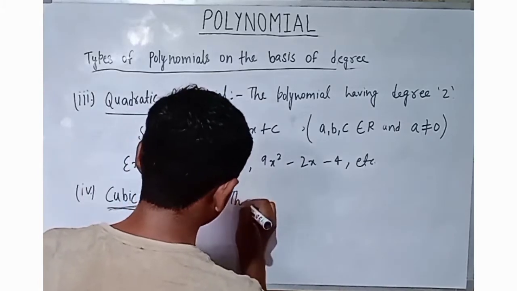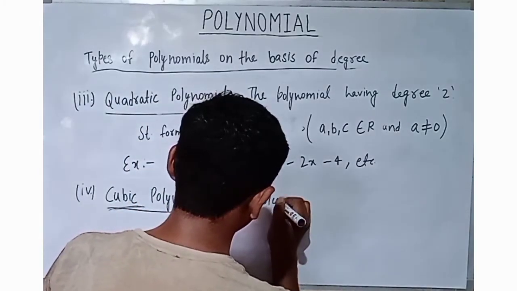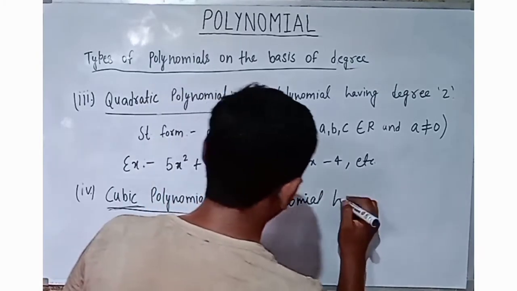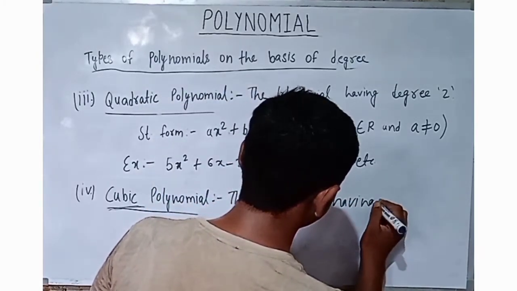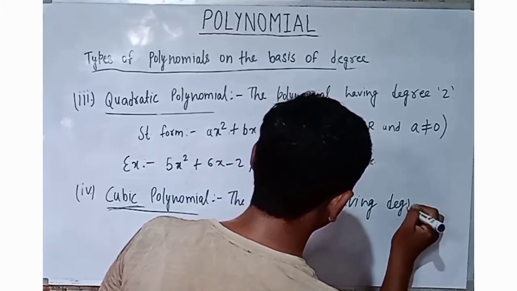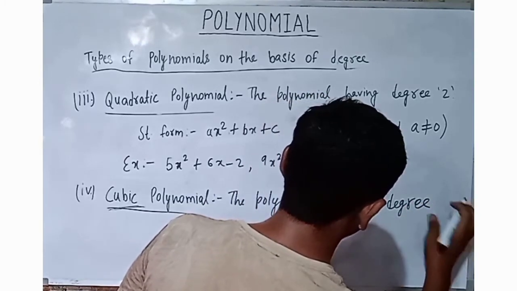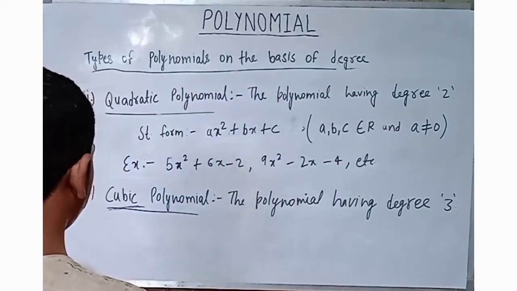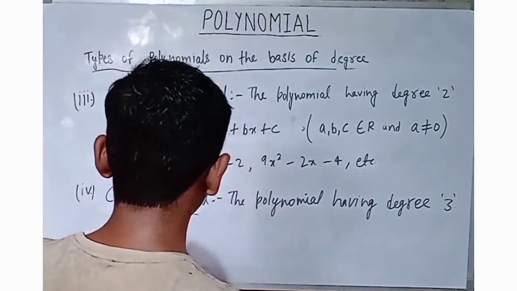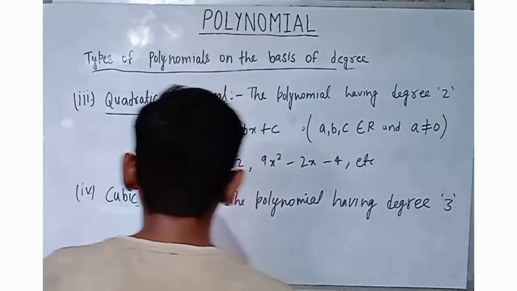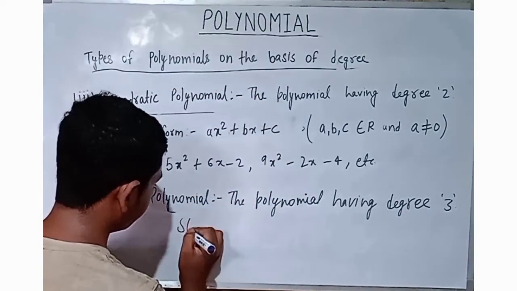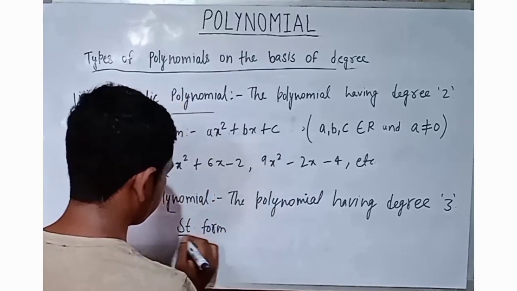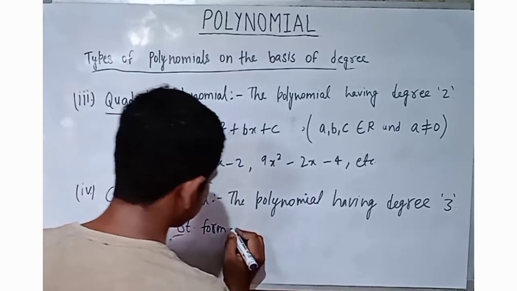Okay, so the polynomial having degree 3. जिस भी पॉलिनोमियल का डिग्री 3 होगा उसको बोलेंगे क्यूबिक पॉलिनोमियल. So the standard form of cubic polynomial will be, I am writing it short. Okay, you should understand this.